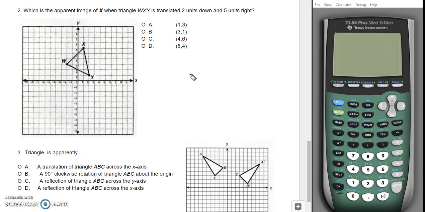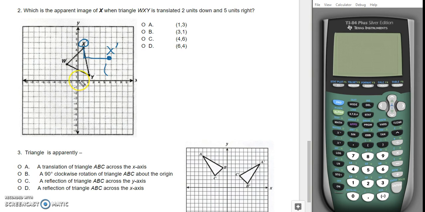Okay, number 2, which is the image of X when triangle WXY is translated 2 units down and 5 units to the right? Since they're only asking about point X, that's the only one I'm going to worry about. And I'm literally going to move it 1, 2 units down. Oops, I went left. 2 units down. So here I'm going to go 2 down and then 5 to the right. 1, 2, 3, 4, 5. This is the point that I get located at. This is my X prime.